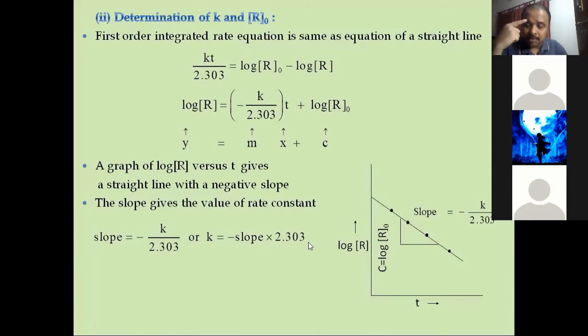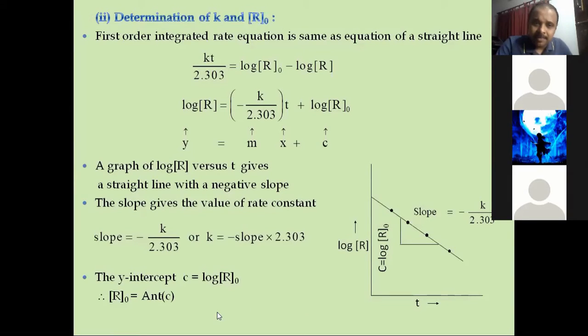Whereas in zero order, we took R along the y-axis and time along the x-axis, and got a straight line with negative slope there also. There the slope was minus K, so K was equal to minus slope. What is extra here in first order? K is equal to minus slope into 2.303. That's all, because the log is introduced. Similarly, the y intercept c is equal to log R naught, and R naught is the anti-logarithm of the y intercept c value. So graphically, we can determine the K value and R naught value for the reaction.